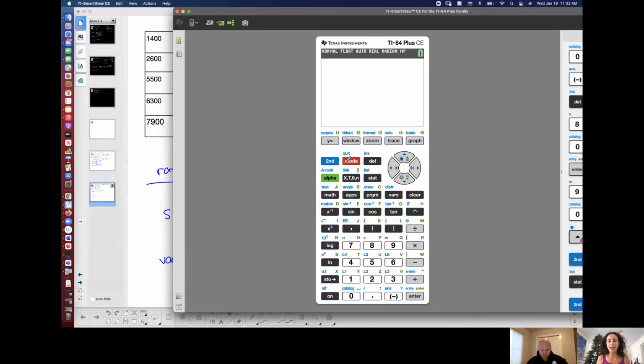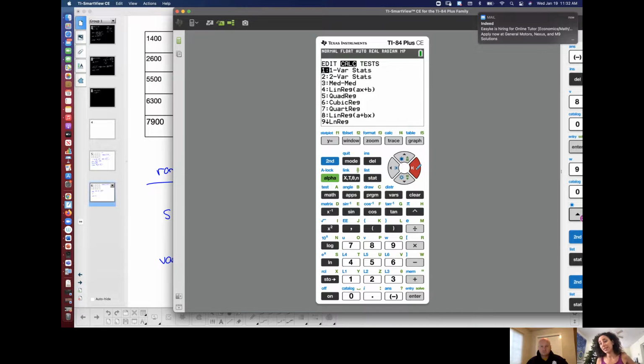Okay, now I want to calculate something with that. So I'm in stat again, but this time I want to calculate. See calc here? So scroll over with your right arrow to calc, and this is what it looks like. You don't really need to use any of this stuff except for the first one, one var stats. That's all we're going to use.